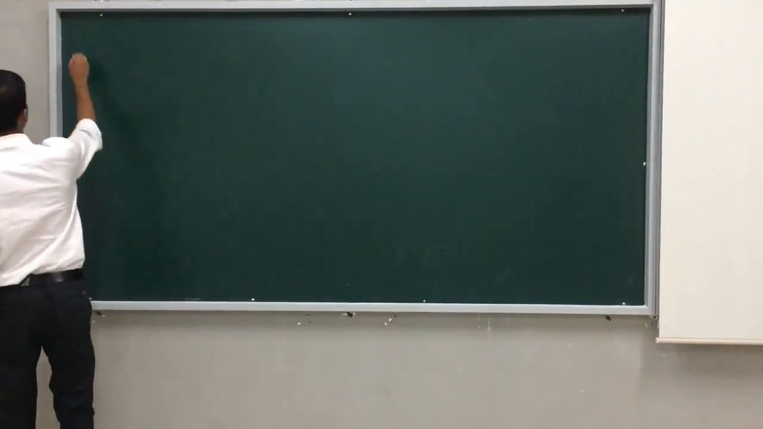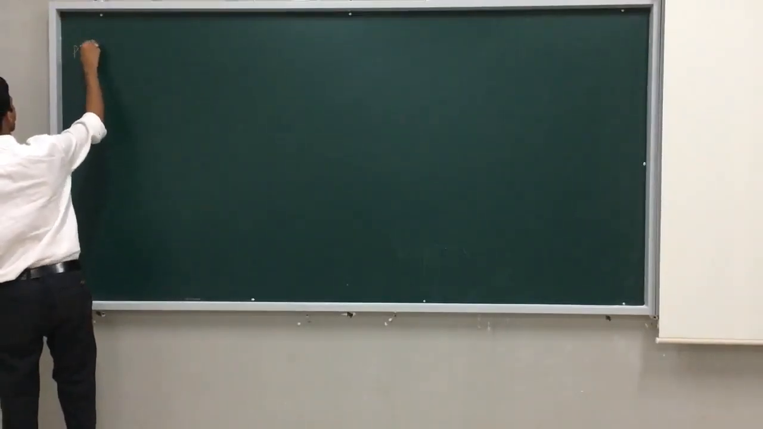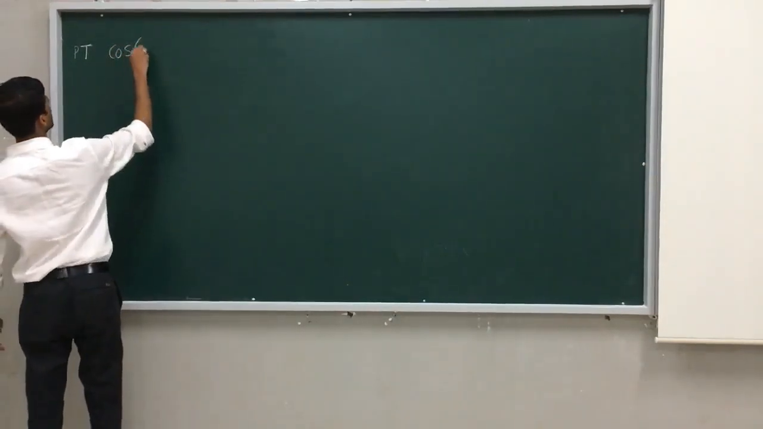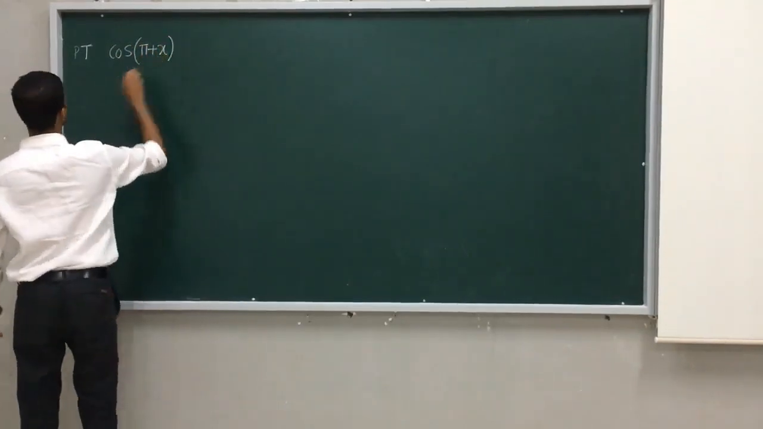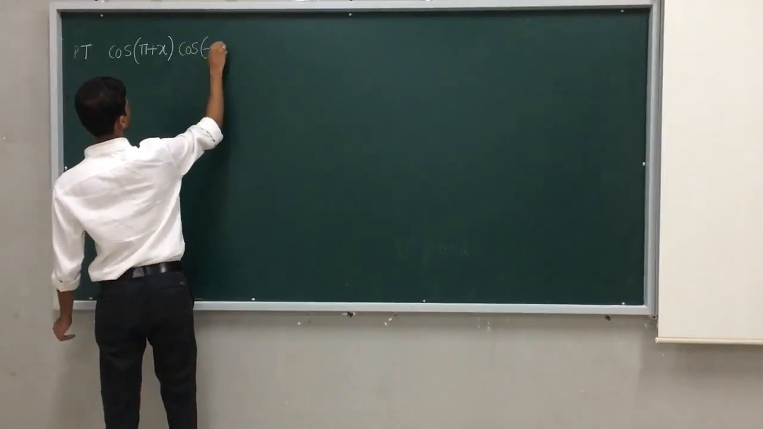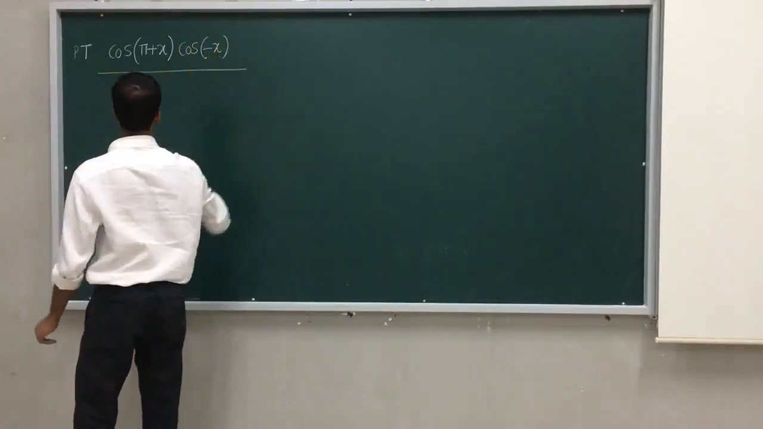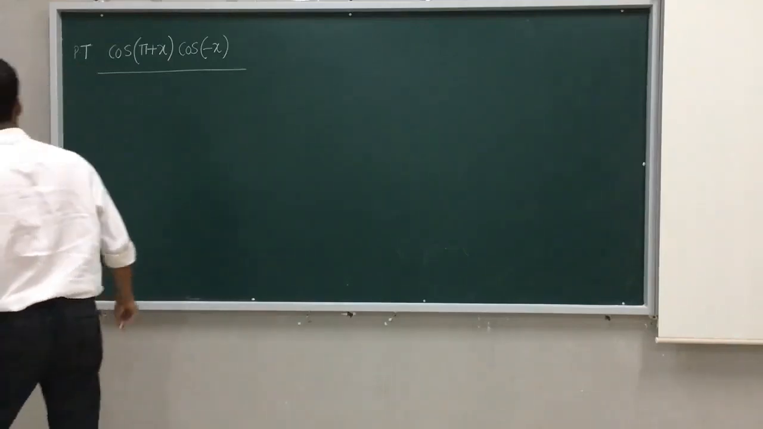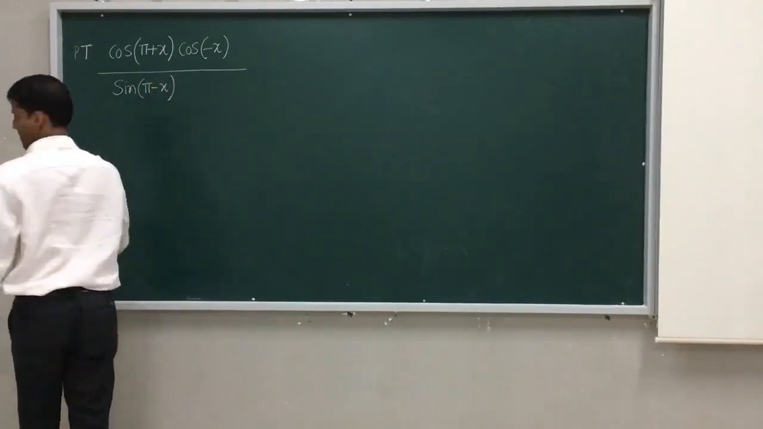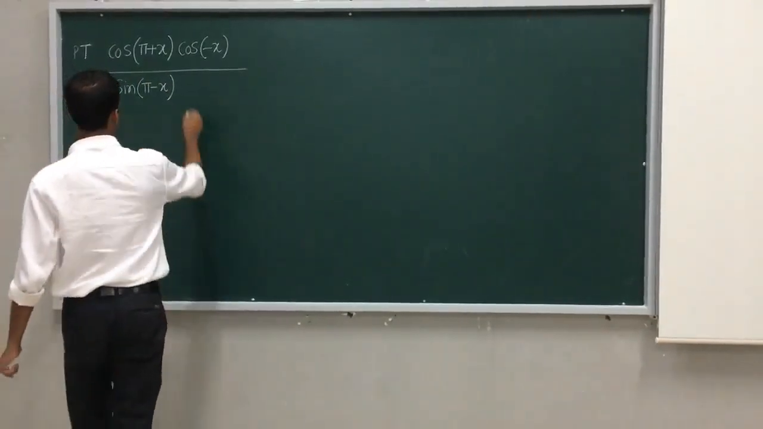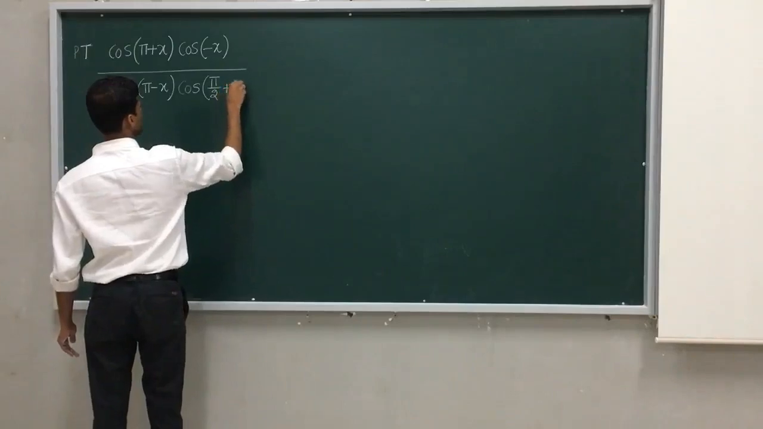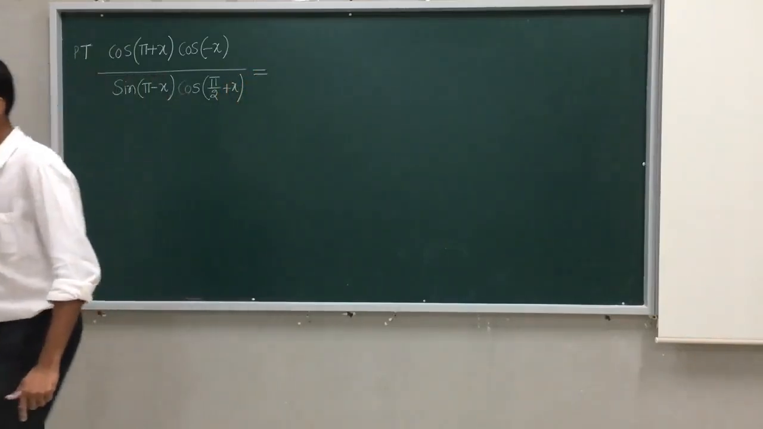Prove that cos of pi plus x into cos of minus x divided by sin of pi minus x into cos of pi by 2 plus x is equal to cot square x.